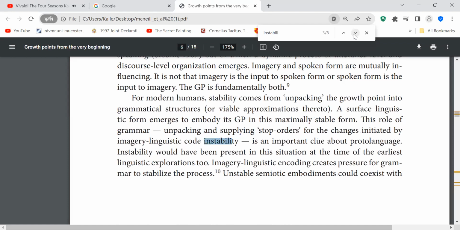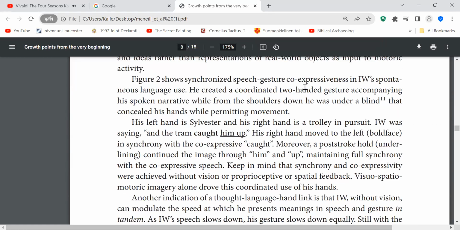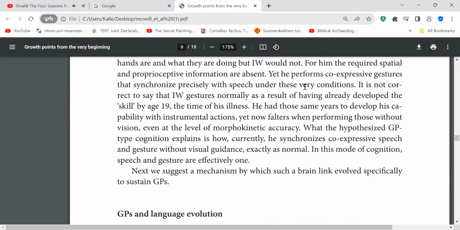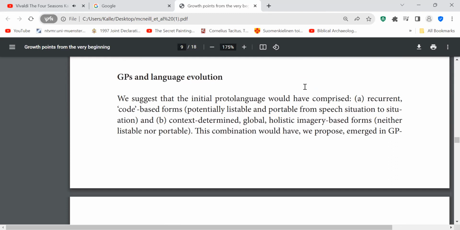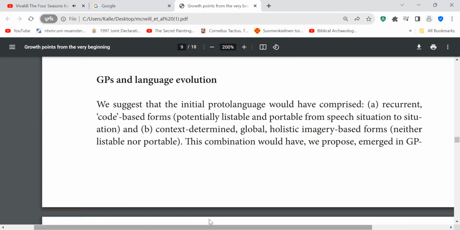I will begin the last paragraph and a subtitle here: Growth Points and Language Evolution. We suggest that the initial proto-language would have comprised A, recurrent code-based forms, potentially listable and portable from speech situation to situation. And B, context-determined, global, holistic, imagery-based forms, neither listable nor portable.